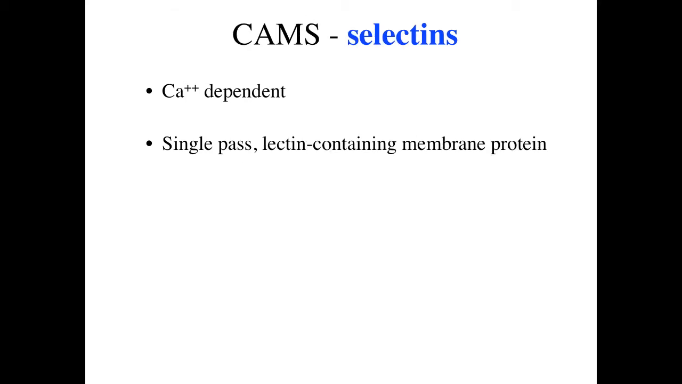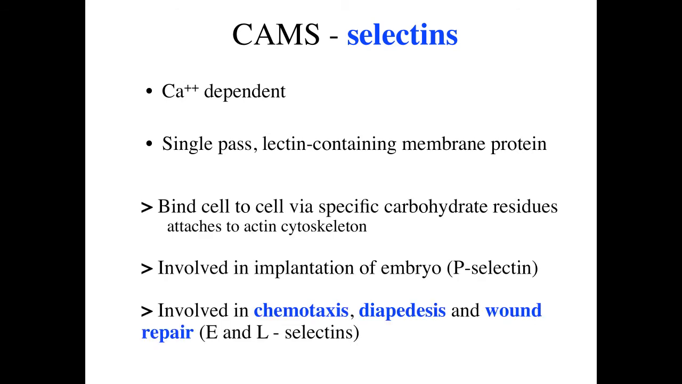And then the cell adhesion molecules in the selectin class, these are calcium dependent. They're single pass lectin-containing integral membrane proteins. They bind cell to cell by specific carbohydrate residues. They can attach to the actin cytoskeleton. The P-selectins are particularly involved in implantation of embryos, and then the E and L selectins are involved in chemotaxis, diapedesis, and in wound repair. And we'll show examples of this later in the course.